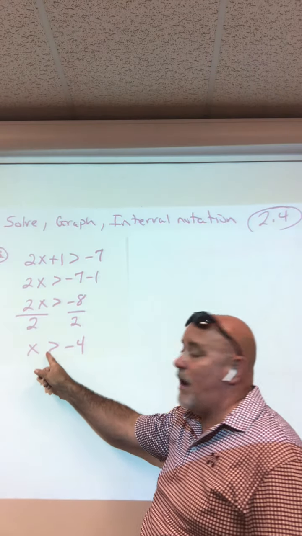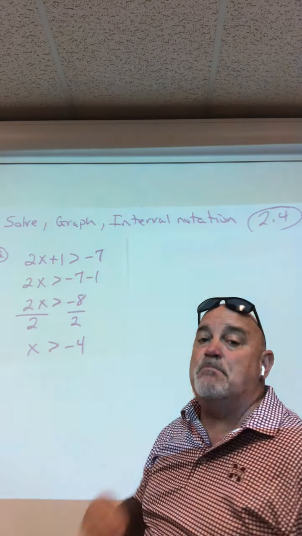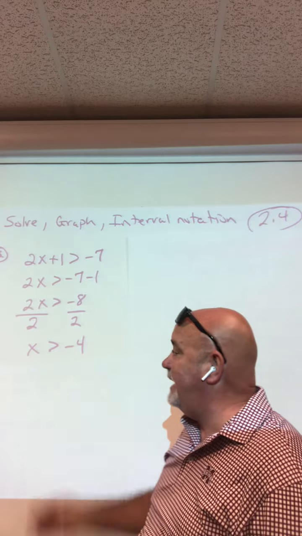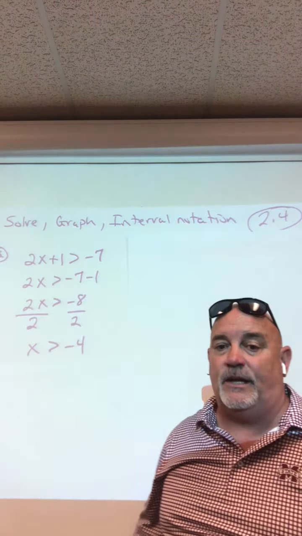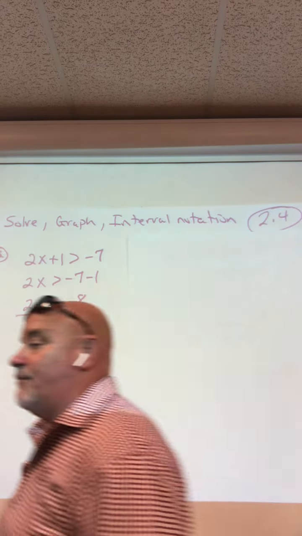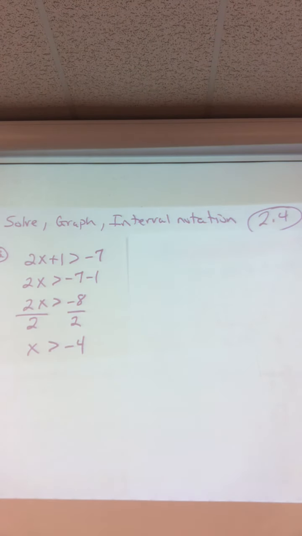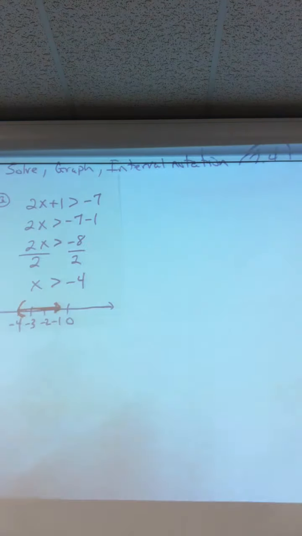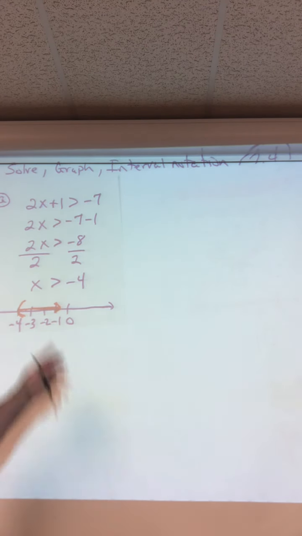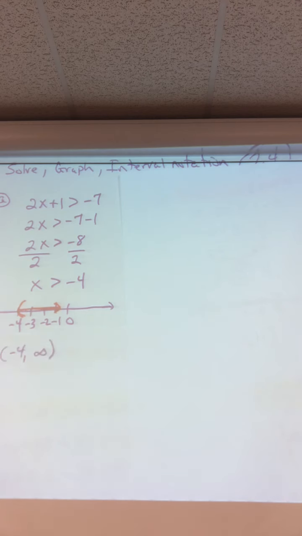That means that this problem right here, up here, has millions of answers. It's anything negative 4 and bigger. Any number you picked would make that up there be true. All right, how do we graph that? Greater than negative 4 is going to go to the right of negative 4 with the parentheses. We've already done that, so I'm not going to spend a lot of time there. And then there's the interval notation.